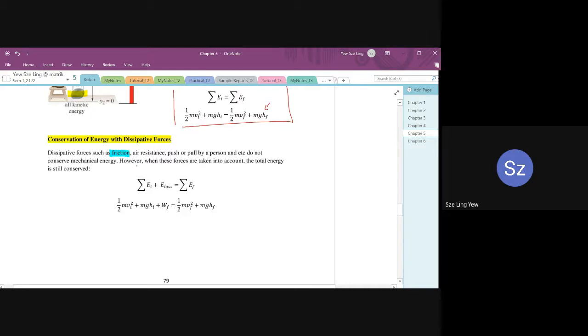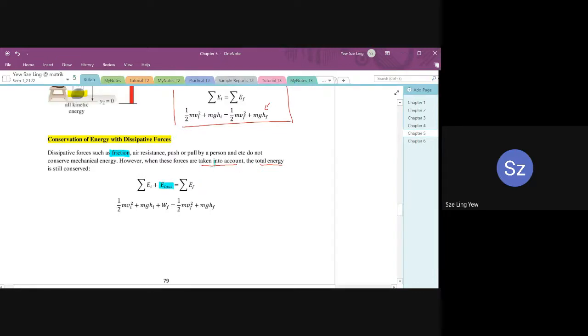All right, however, when these forces are taken into account, the total energy is still conserved. But now you don't call it conservation of mechanical energy. Now it's just conservation of energy, because it includes all the other dissipative forces. So mechanical energy is no longer conserved, but total energy is still conserved, provided you take into consideration the energy loss in the system.